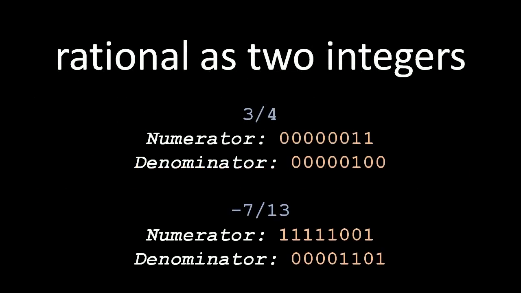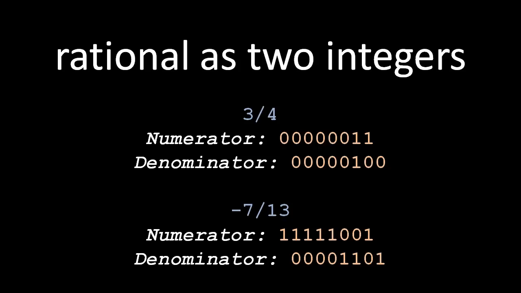The most straightforward way to represent a rational number as bits is to do so as two separate integers, one for the numerator, one for the denominator. This is what it would look like if you wish to represent 3 over 4 using 8 bits for the numerator and 8 bits for the denominator. And this is how you would represent negative 7 over 13, again if you were using 8 bits for the numerator and 8 bits for the denominator.